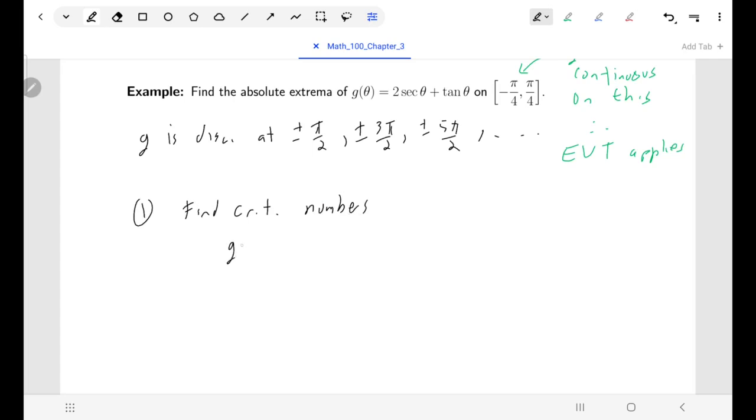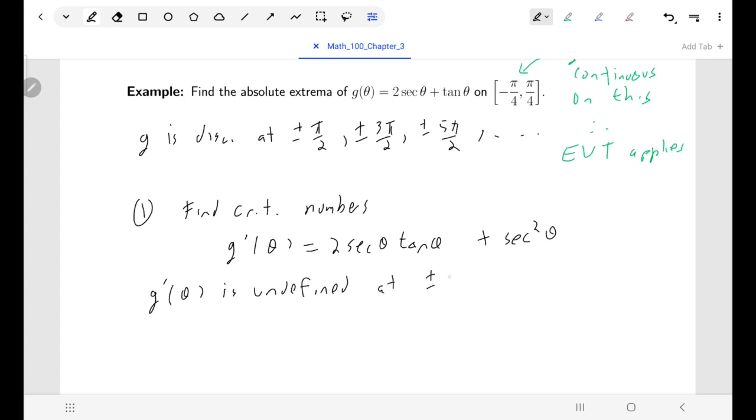And when I take my derivative of g of theta, derivative of secant is secant tangent. And derivative of tangent is secant squared. Critical numbers happen to be wherever g prime is undefined or equal to 0. And I know where g prime is undefined. And that's because it's also made out of secants and tangents, so it's undefined at the same place as g is, at pi over 2, 3 pi over 2, and so on.